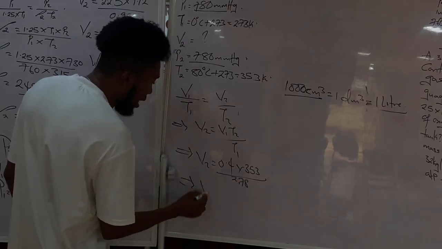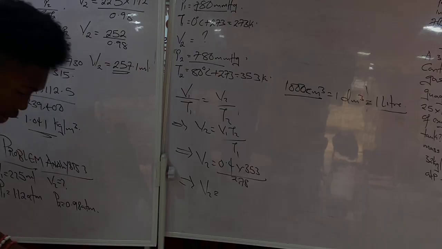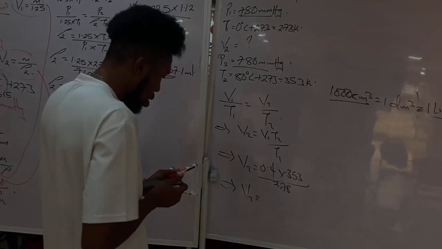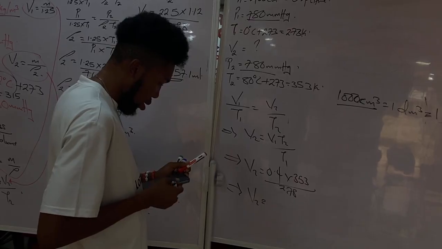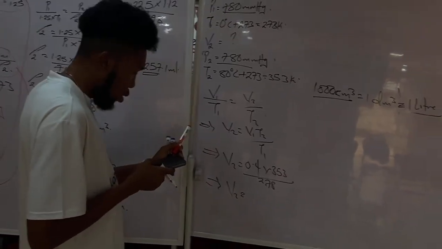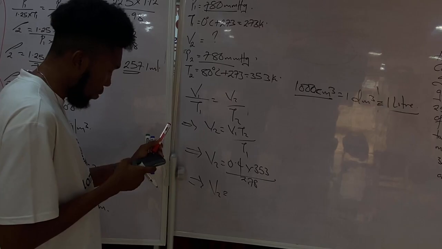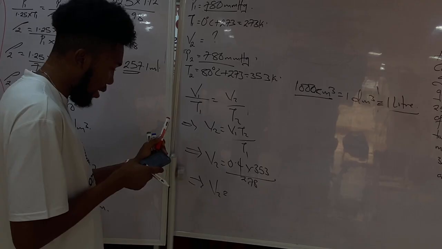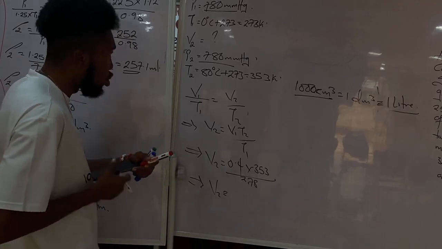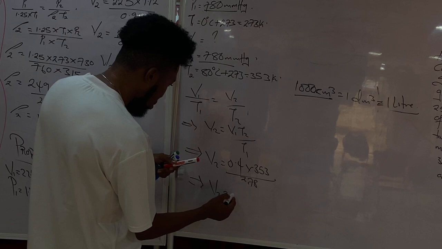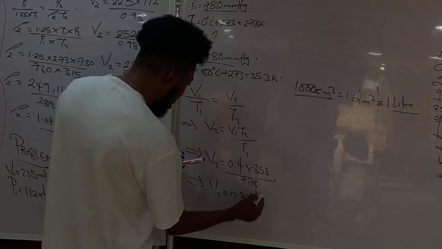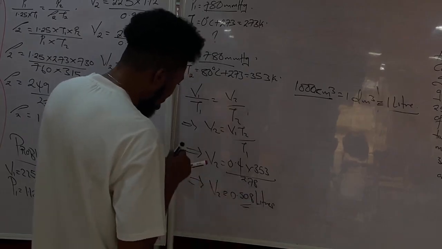All right, so punching that into our calculator now, we have 0.4 multiplied by 353, which gives me 141.2. Then I divide it by 278. Our final answer for volume is 0.508 liters.